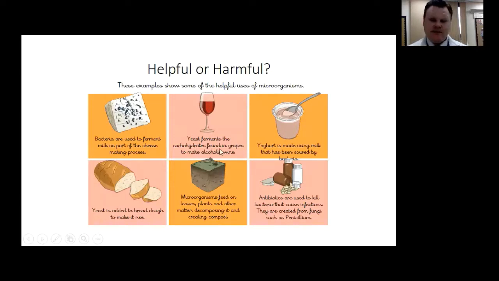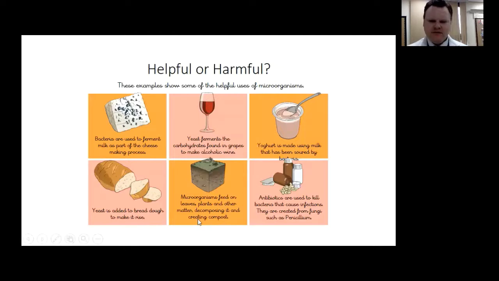Yeast ferments the carbohydrates found in grapes to make alcoholic wine, and yeast is used for making beer as well, and other alcoholic drinks too. Yogurt is made using milk that has been soured by bacteria. Bottom left, yeast is added to bread dough to make it rise. That's where, as I mentioned earlier, the yeast starts to eat the carbohydrate, and the waste that it gives off, carbon dioxide gas, causes the little holes in the bread.